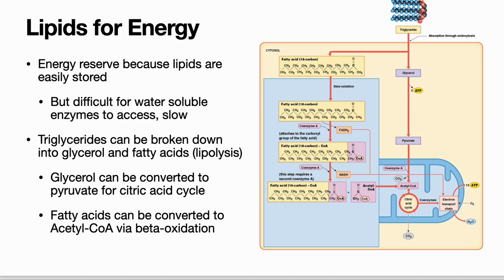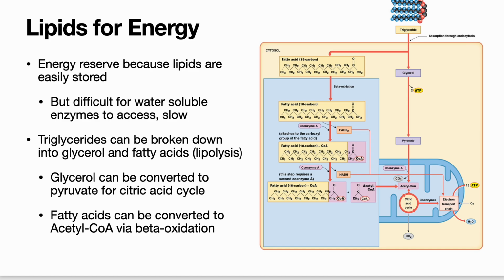Now, in terms of using lipids for energy, lipids are great for storing long term because they're very easy to store, but they're difficult for us to use very rapidly because they are lipid soluble and not water soluble. Most of our enzymes are not super good at dealing with that. So breaking down the fat to use is a much slower process, which is why we preferentially use carbohydrates. And the only way we can use lipids is if we don't have any carbohydrates available.